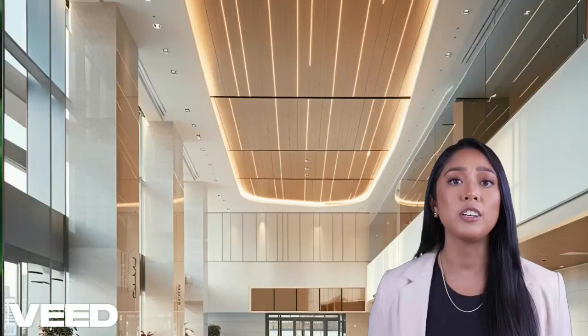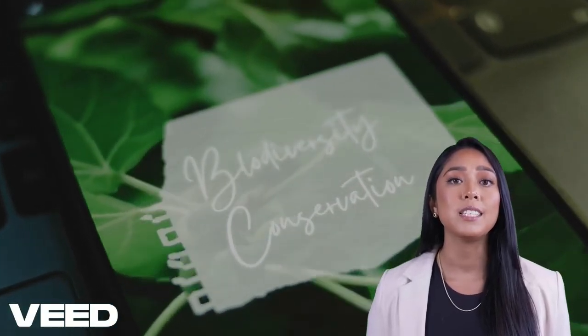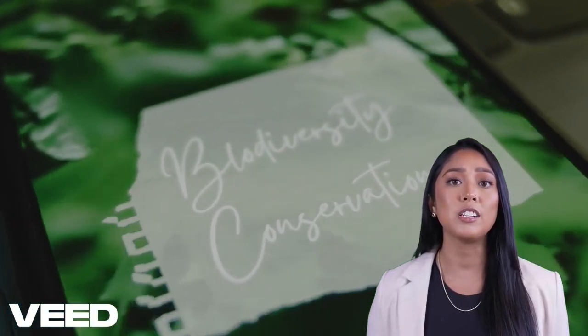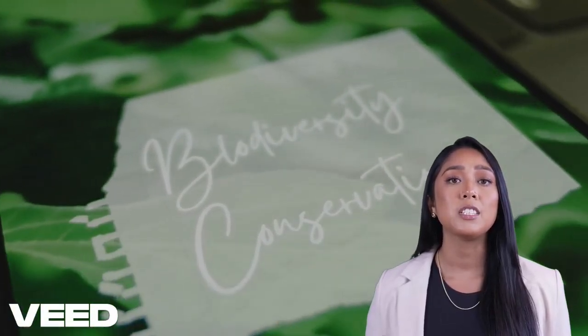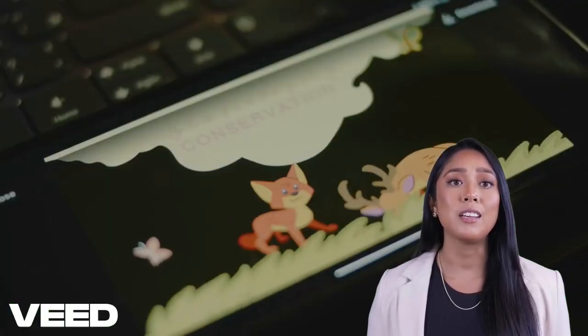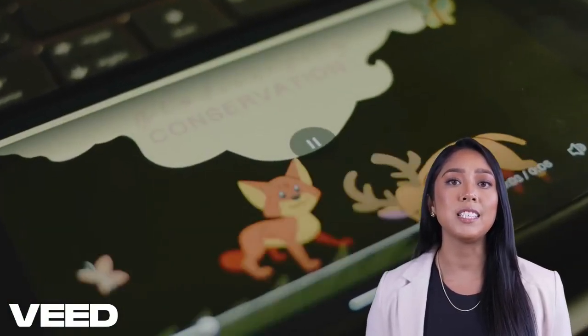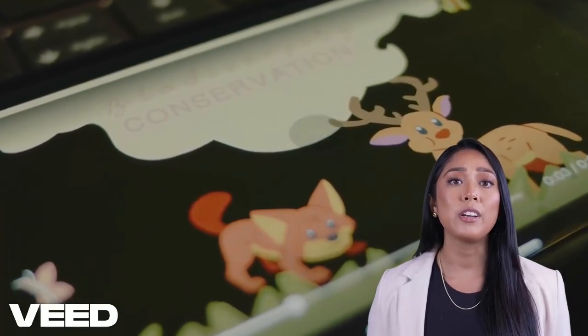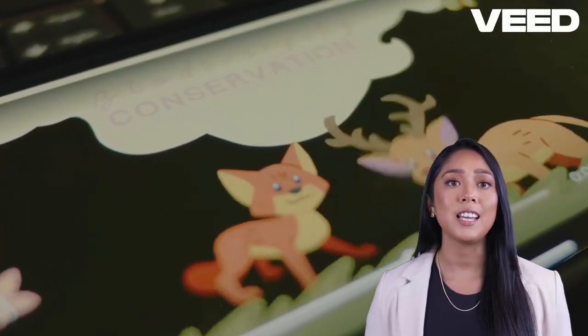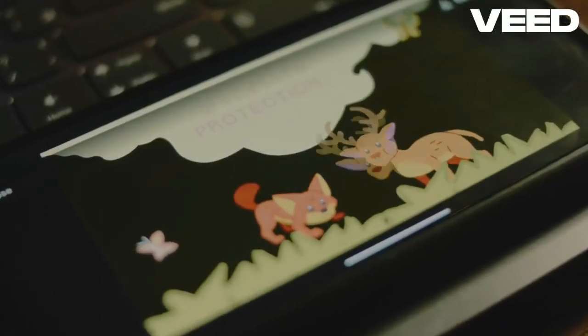Governments can establish protected areas within cities and enforce zoning regulations that minimize habitat destruction. Restoring degraded habitats within urban areas can enhance biodiversity and provide refuge for wildlife. Restoration projects may involve replanting native vegetation, removing invasive species, and rehabilitating wetlands or other critical ecosystems.